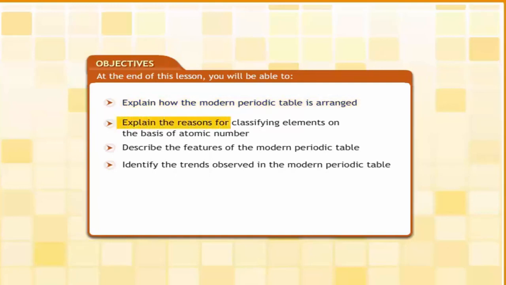Explain the reasons for classifying elements on the basis of atomic number. Describe the features of the modern periodic table. And identify the trends observed in the modern periodic table.